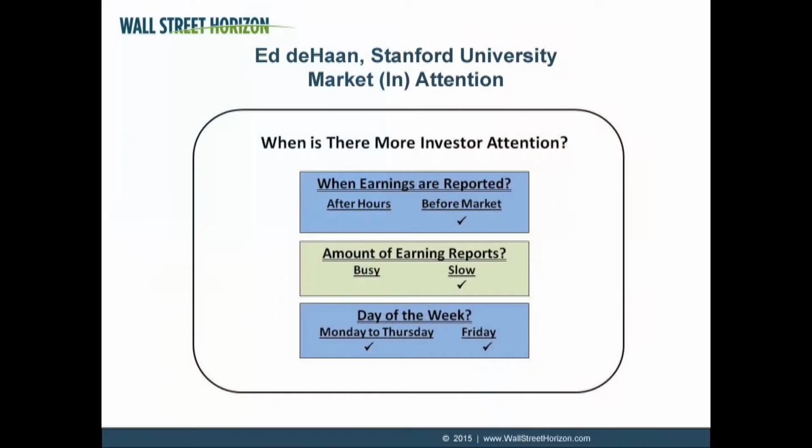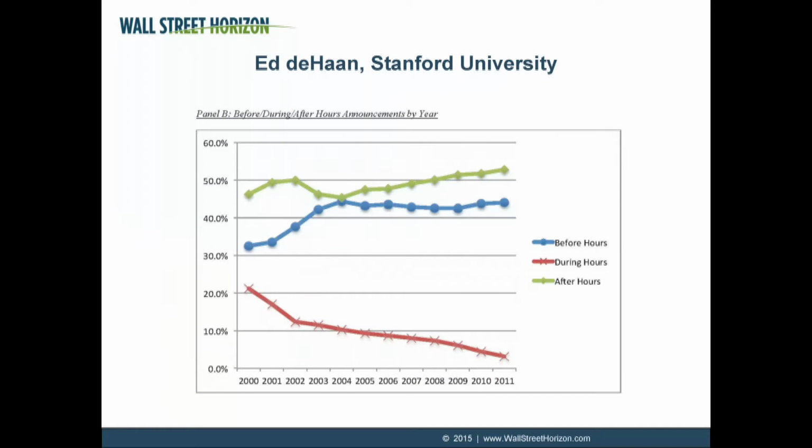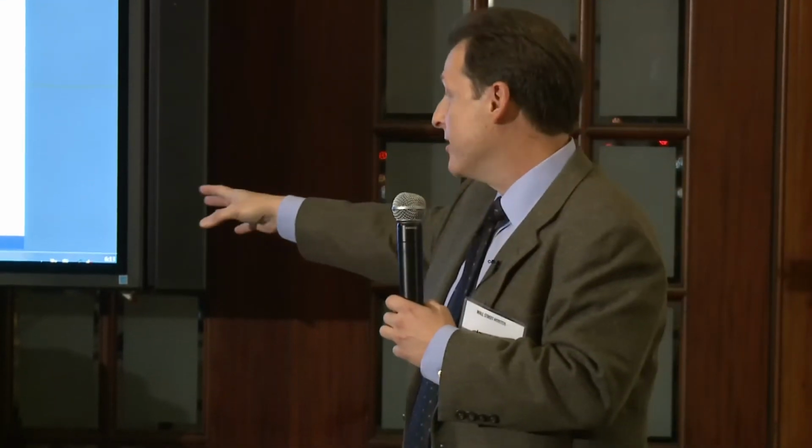And what deHaan found was, no, there's actually just as much price impact on Fridays as any other day of the week, which was a little surprising. This is a graph I just put up to show you his data from 2000 to 2011, and it's just talking about when the earnings announcements happened, whether it was before hours, after hours, or during hours. And the red line shows back in 2000, he had like 20% during hours. Today, or 2011, almost nothing is during hours. It's either before the market or after. No one wants to report during the market.